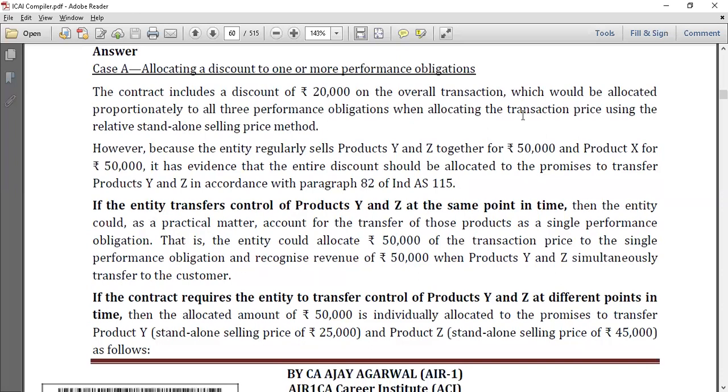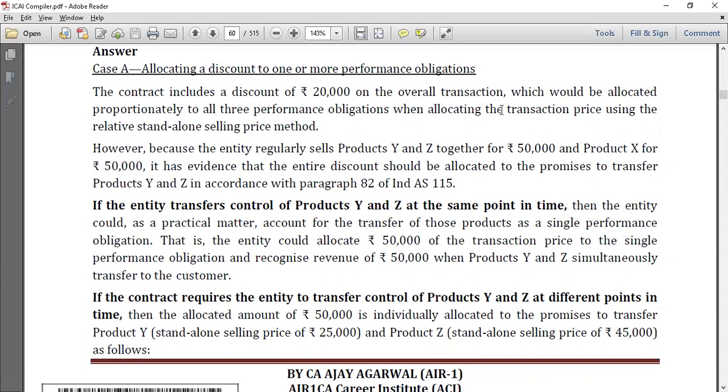So here the contract includes a discount of 20,000 on the overall transaction, which would be allocated proportionately to all three performance obligations when allocating the transaction price using the standalone selling price method. That is, you are allocating the discount based on the standalone selling price method. However, because the entity regularly sells Y and Z together for 50,000, and product X can be sold for 50,000, it has evidence that the entire discount will be allocated to Y and Z only.